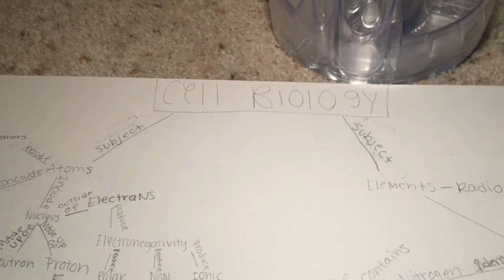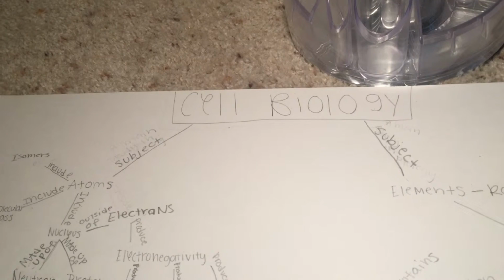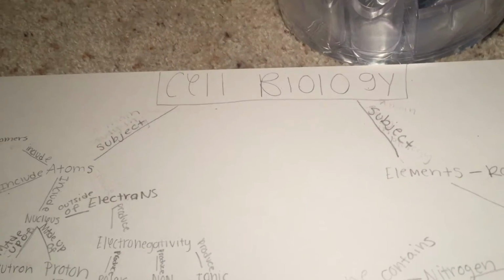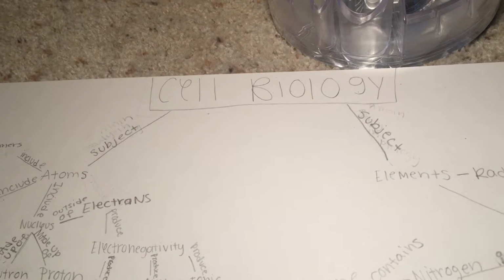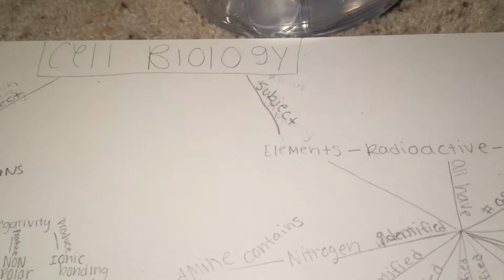Michelle Marshall, and this is my cell biology concept map. How I did the map was I divided it into two different subjects that I felt all the other words played a part in. The two different subjects I picked were atoms and elements.